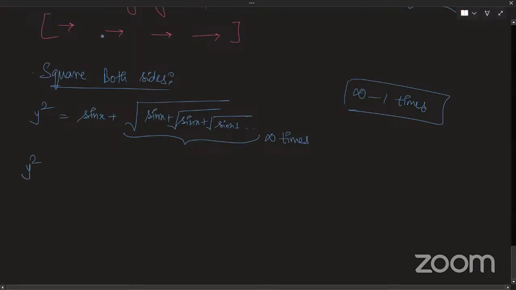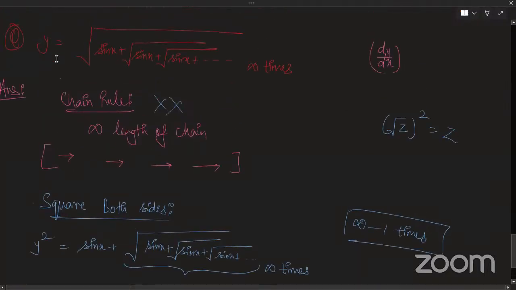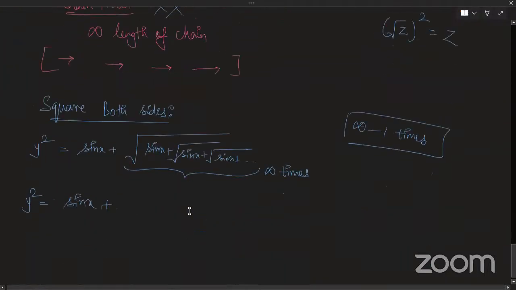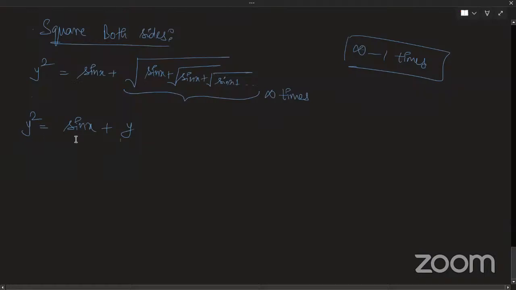Great. So can you tell me how this thing can be written? You have got square root of sin x plus square root sin x plus, and you have got it infinite times. Do you recognize that this thing is equal to my function y? Again, I have got y. So y square is equal to sin x plus y. I have got an implicit function. I have created an implicit function.